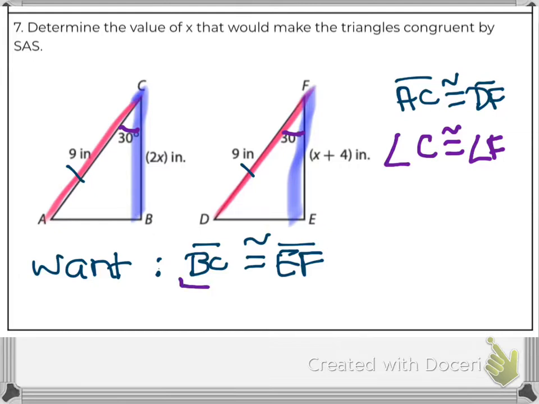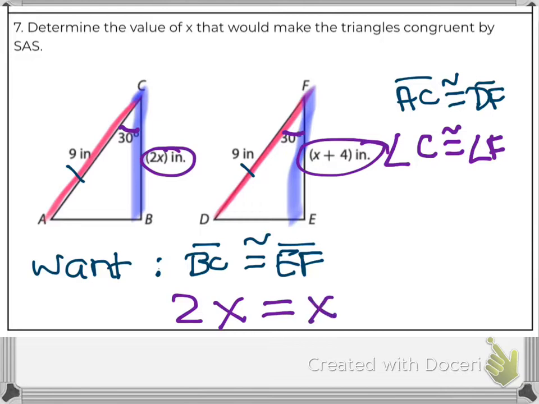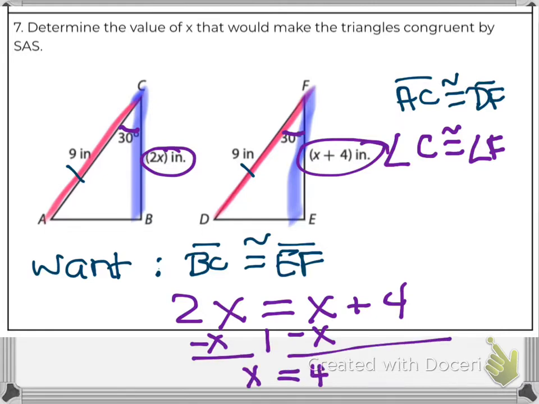So if I want these 2 sides to be congruent, that would mean that 2x would have to equal x plus 4. So I'd subtract x on both sides. And we get x equals 4. And you could check your work here. 2 times 4 is 8, and then 4 plus 4 is 8, and 8 is equal to 8.